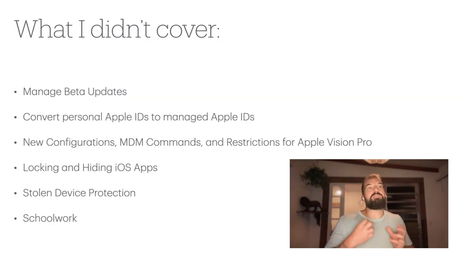So those are kind of the main highlights I just wanted to talk about very quickly. A couple things I didn't cover though. You can also manage beta updates. You can convert personal Apple IDs to managed Apple IDs. There's new configuration MDM commands and restrictions for the Apple Vision Pro. Locking and hiding iOS apps, that's the new feature they just added, so you'll be able to control that with MDM. Stolen device protection, and then some cool stuff with Schoolwork if that's something you're using at your school.